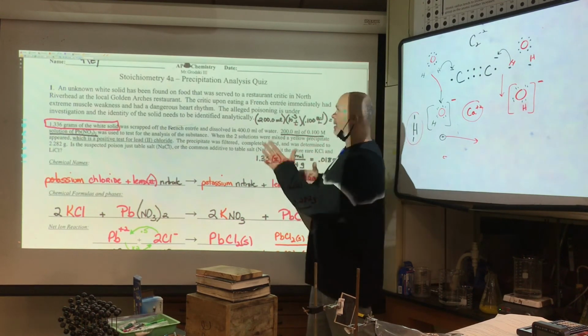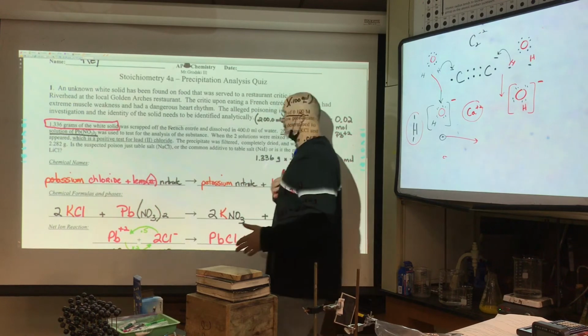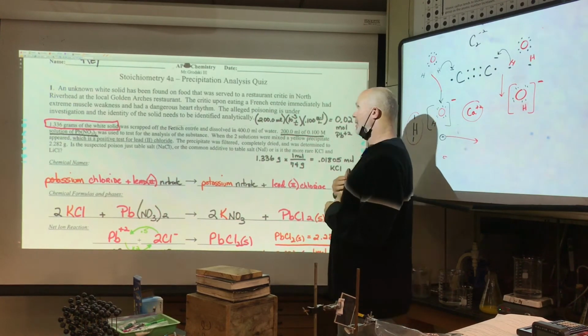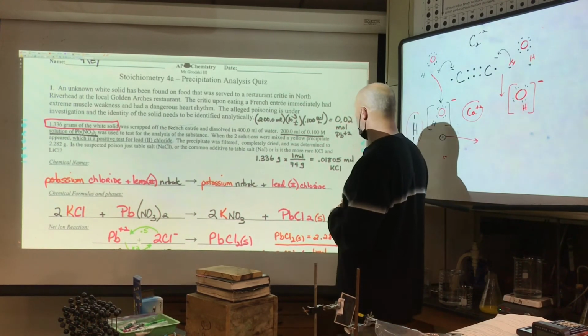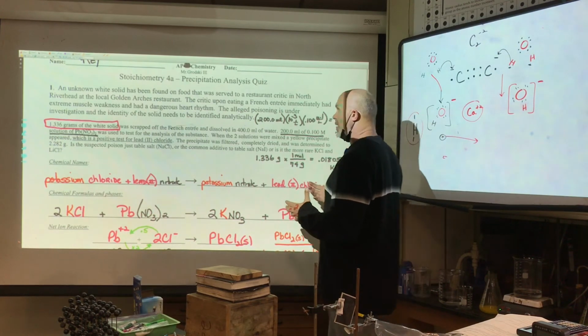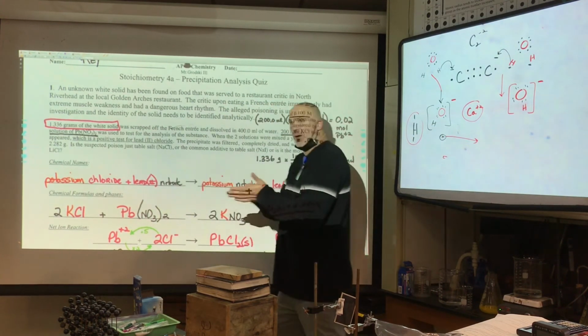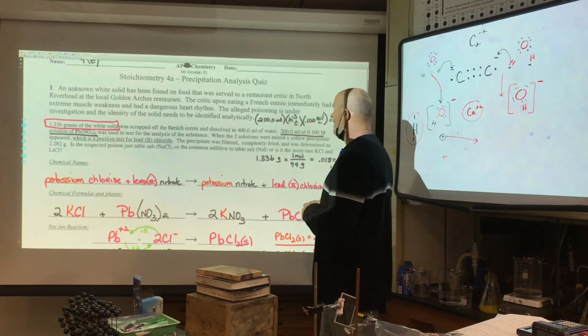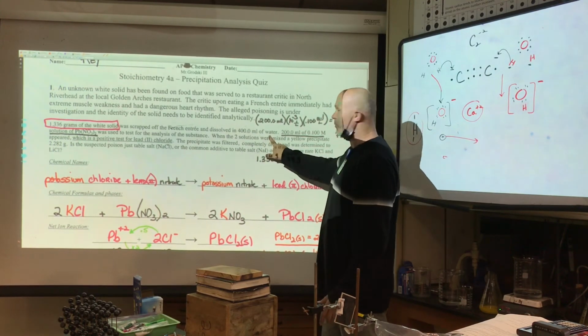Now he had a problem: dangerous heart rhythm and muscle weakness. There's a reason for that, okay? The poisoning is under investigation. In any case, what did we do here? We had a white solid that we scraped off the French entree, French fries, okay? And we dissolved it in 40 milliliters of water.